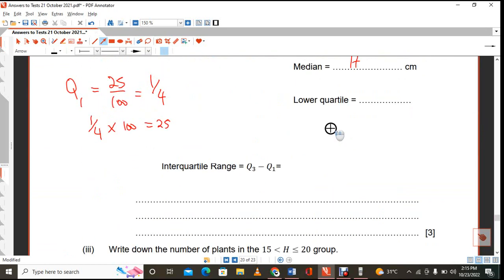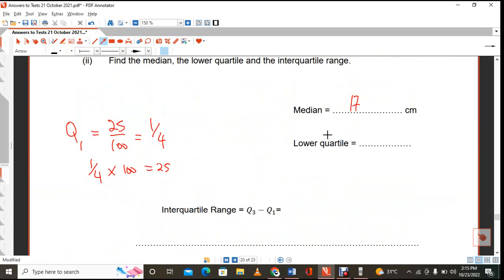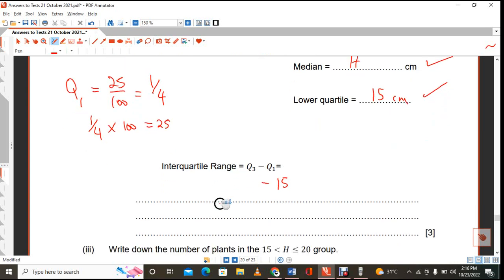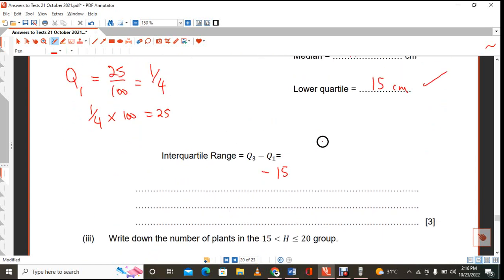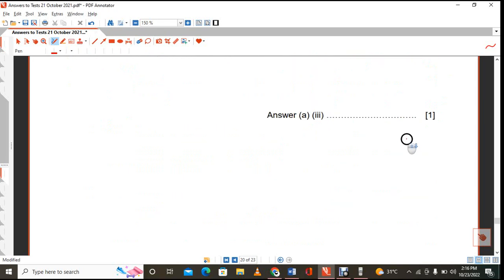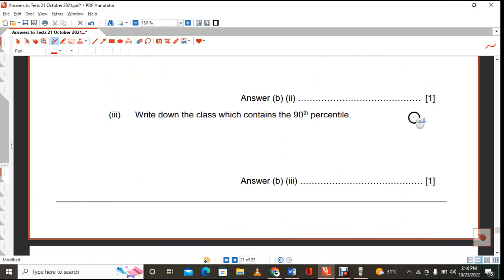Upper quartile will be 3/4 or 75%. So lower quartile is 15 centimeters. Okay, so for the interquartile range, we have our lower quartile of 15. Our upper quartile we need to find. The way you find the Q sub 3 is 3/4 or 75% of the values. So 75% of 100, because it's 100, gives you 75 plants, or the cumulative frequency. So let's go to 75 and see what we get.